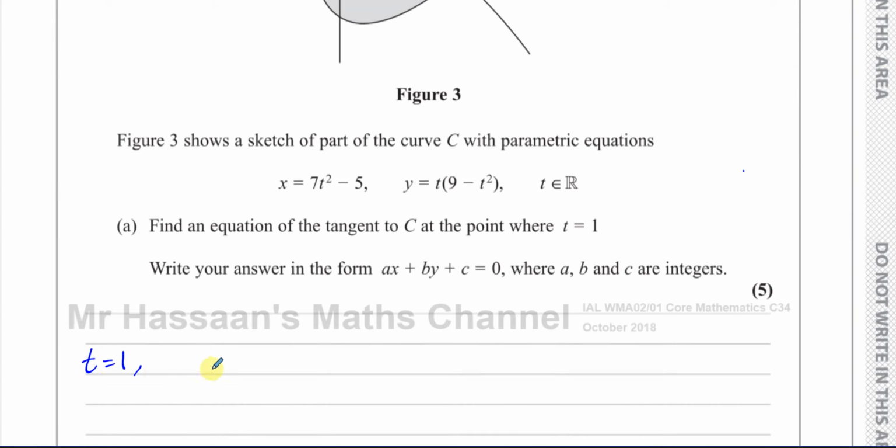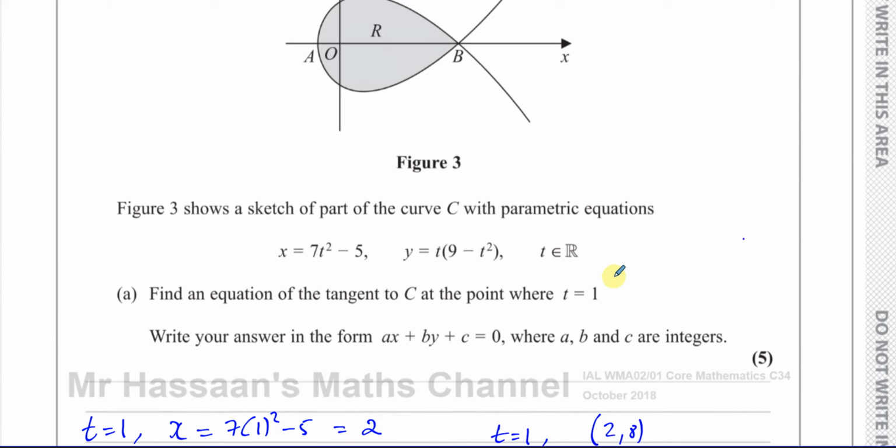So when t equals 1, to find the x coordinate of that point, replace t with 1 inside the x part of this equation. A parametric equation is where the x and y coordinates are given in terms of a third parameter, which in this case is t. So we put t equals 1 into the x part of the equation. It gives us 7 times 1 squared minus 5, which is 7 minus 5, which is 2. And when t equals 1, y is going to be 1 times (9 minus 1 squared), which is 8. So the coordinates of the point when t equals 1 are (2, 8).